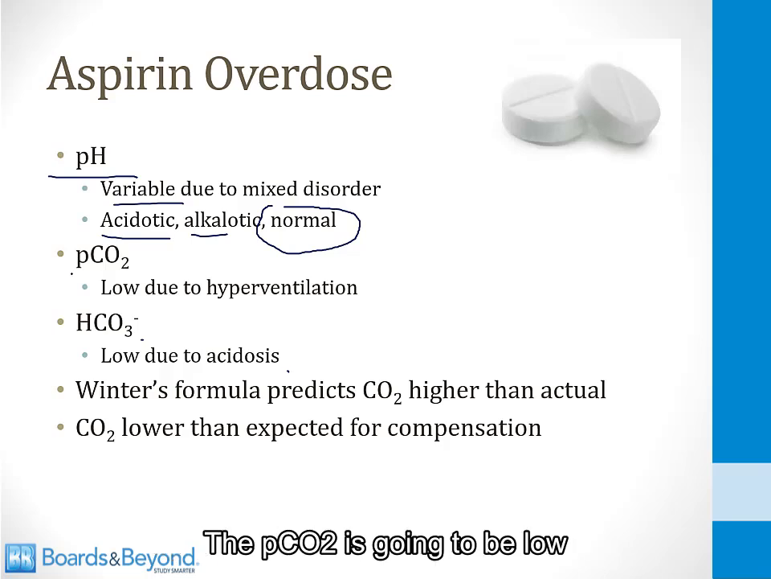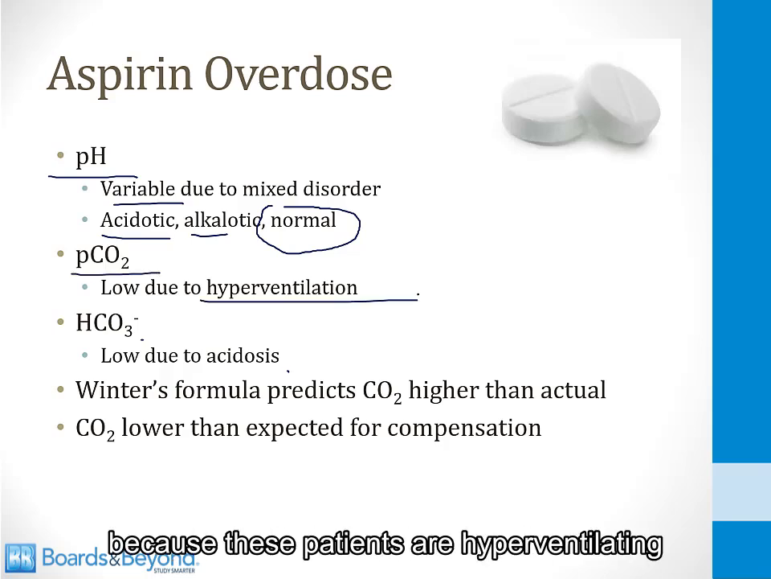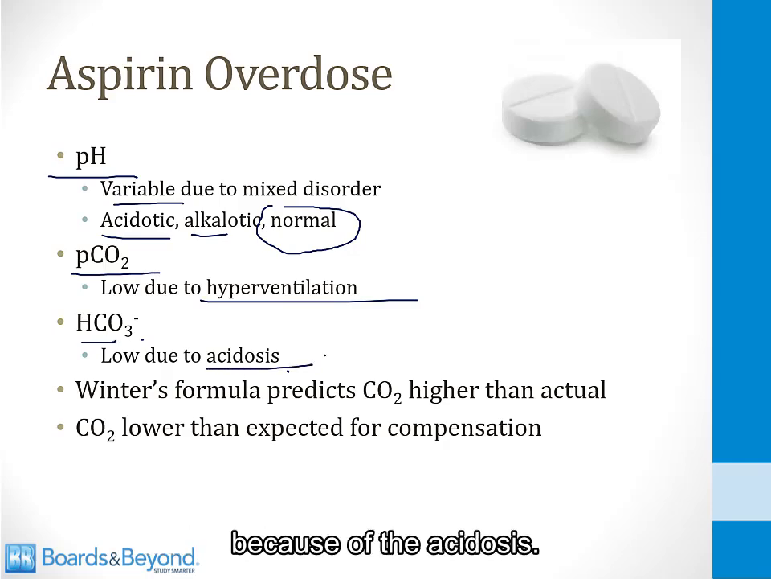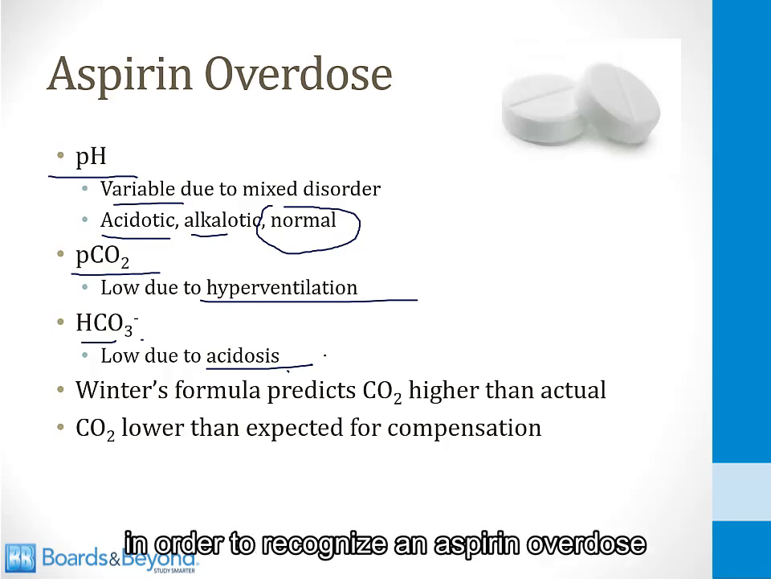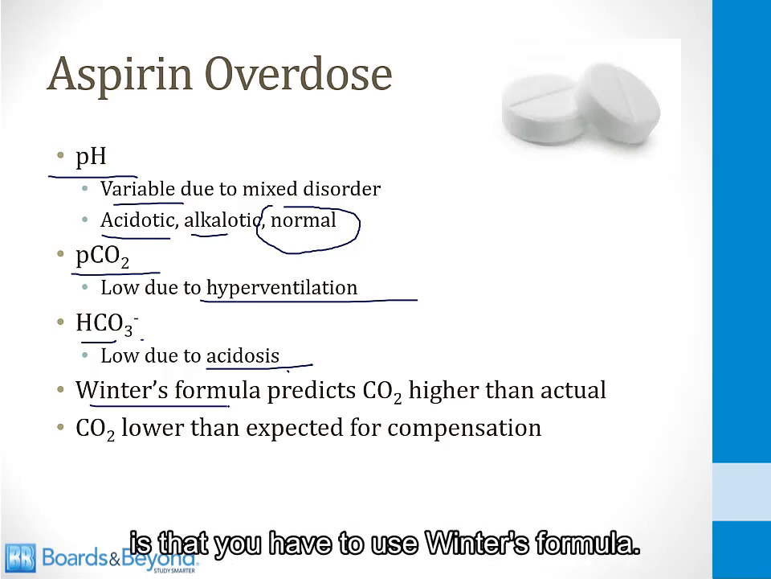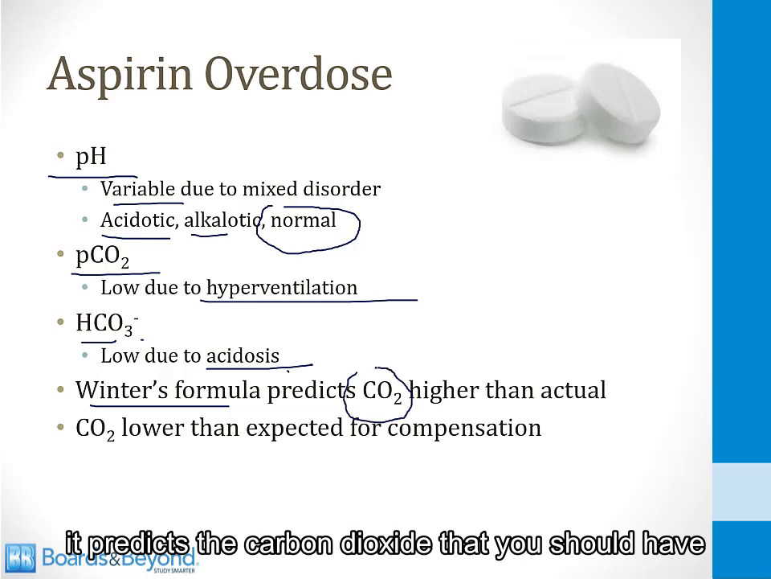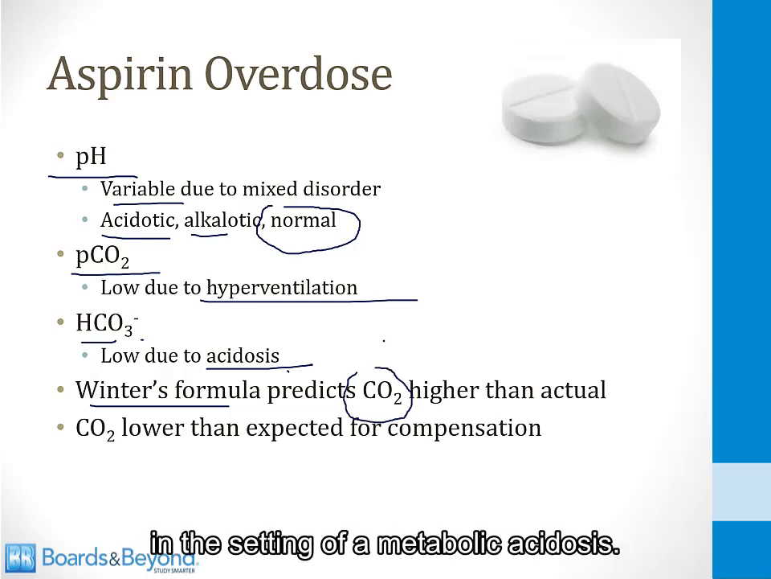The PCO2 is going to be low because these patients are hyperventilating, and the bicarbonate is going to be low because of the acidosis. What you need to always remember in order to recognize an aspirin overdose is that you have to use Winter's formula. Winter's formula I talk about in the video on acid-base principles. It predicts the carbon dioxide that you should have in the setting of a metabolic acidosis.